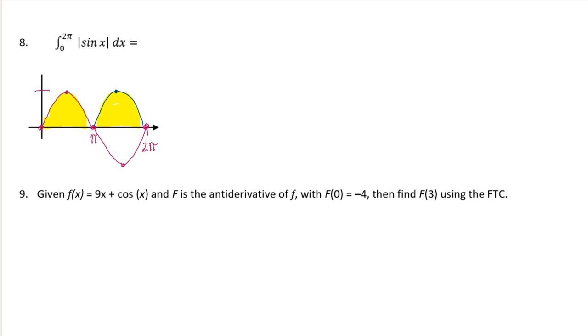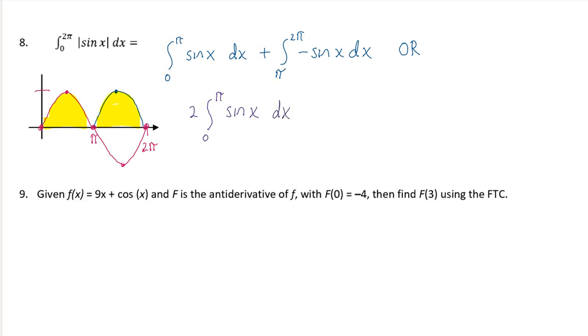So if I was looking at it one way, I could do the integral from 0 to pi of positive sine x dx plus the integral from pi to 2 pi. And because I reflected it over the x-axis, this would now be negative sine x dx. Or, since those two areas are exactly the same, I could simply do 2 times the integral from 0 to pi of sine x. And I will get the same answer either way. I think it's easier to do the second one.